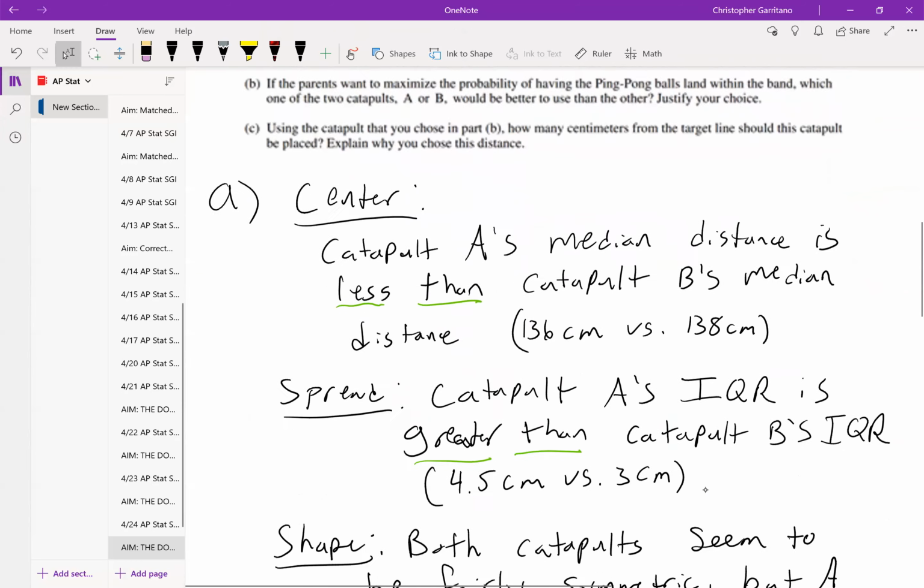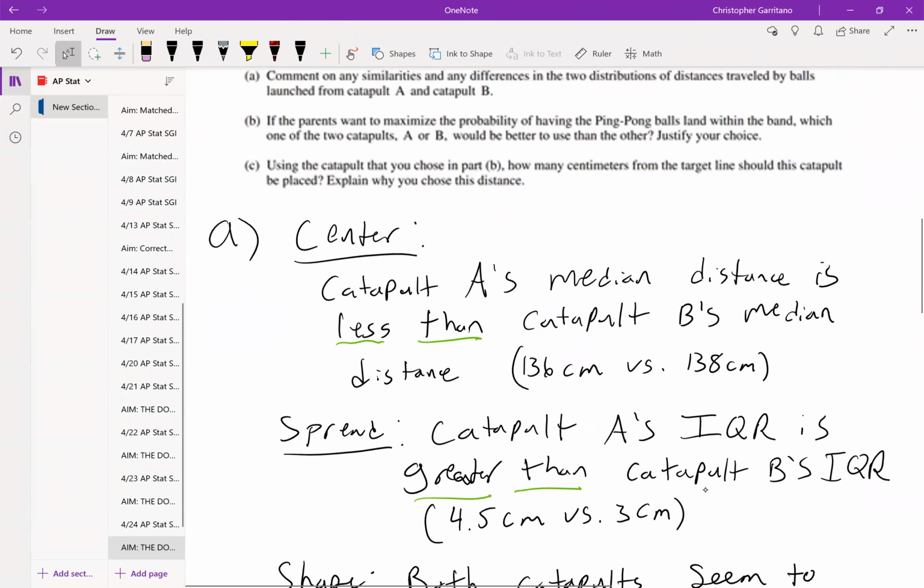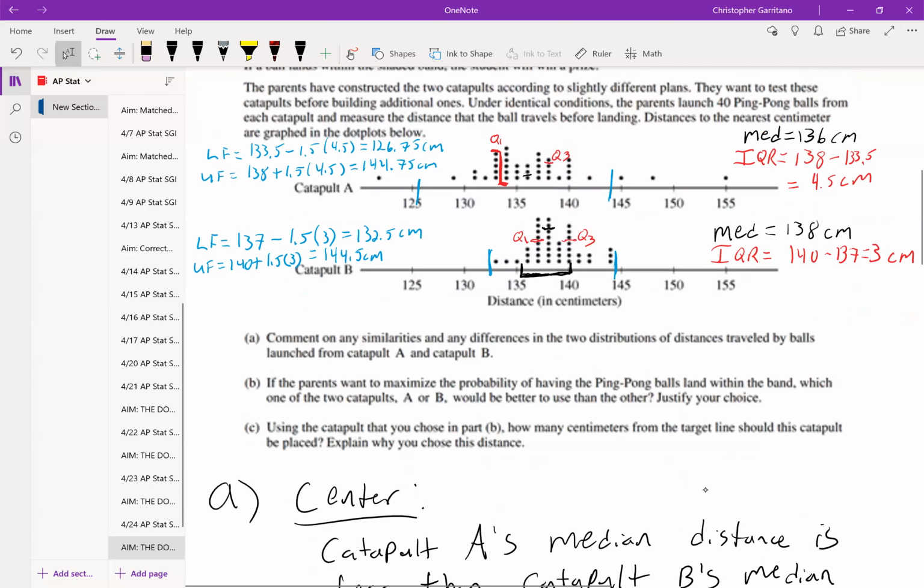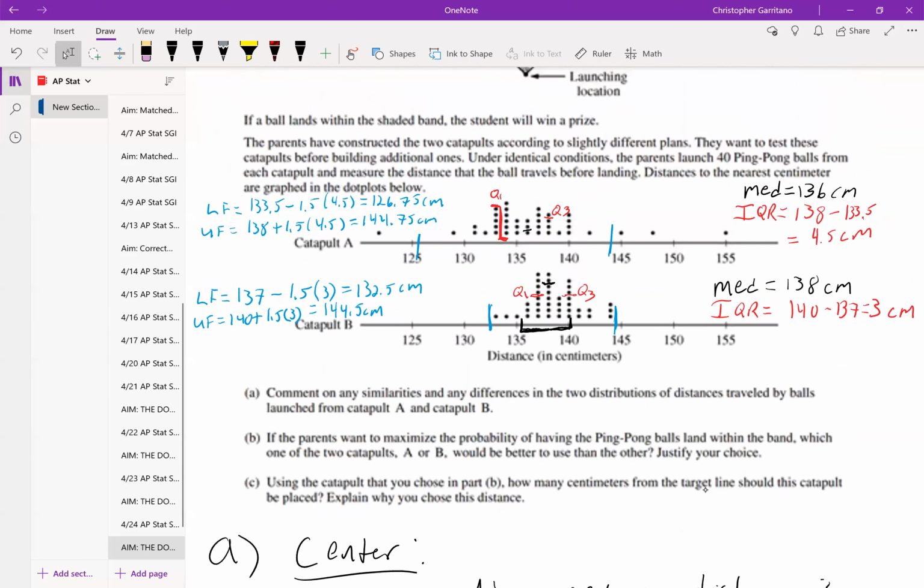Now, shape is a little tricky. Looking at these, I could see you arguing for bimodal for catapult A or unimodal. I'd be fine with either, and I believe the AP was fine with either. Both of these are more symmetric than not, so I don't think it would be good to argue any sort of skewness. You should argue symmetry for both.